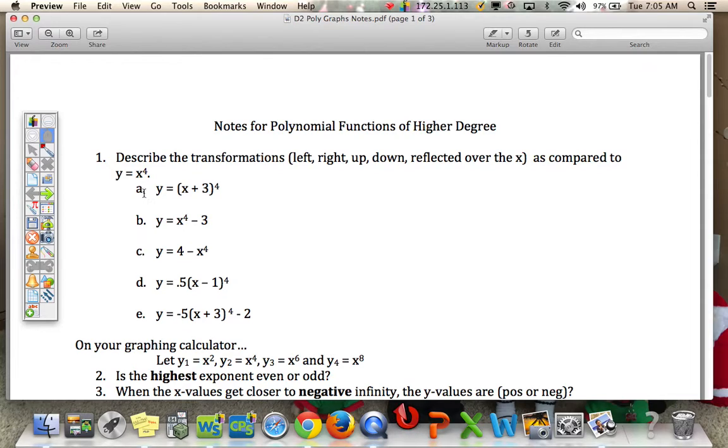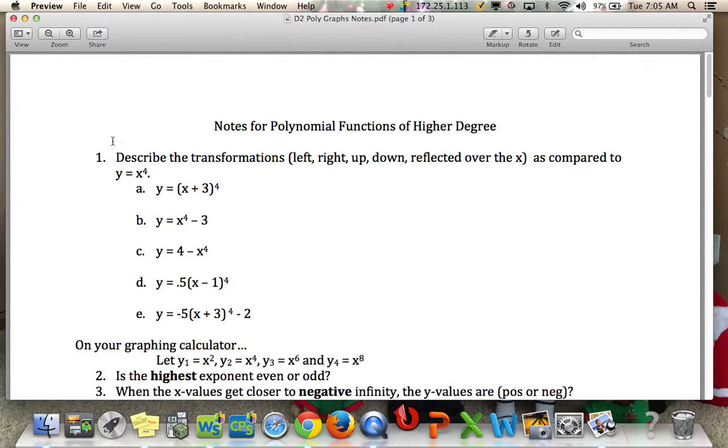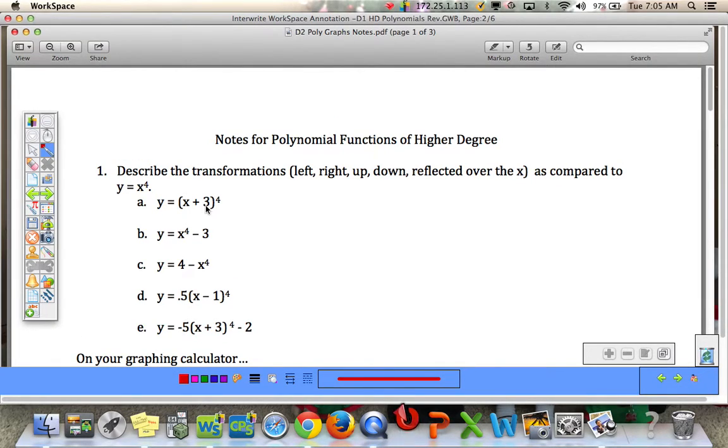We're going to start with something that should be review. Let's say you had the parent function y equals x to the fourth. Without even graphing or knowing what the shape looks like, you should be able to tell what certain shifts will happen to each function from previous units. So let's take a look at A right here. Y equals (x plus 3) to the fourth power. How does the plus 3 in the parentheses shift the graph? Well, plus 3 inside the parentheses would be left 3.